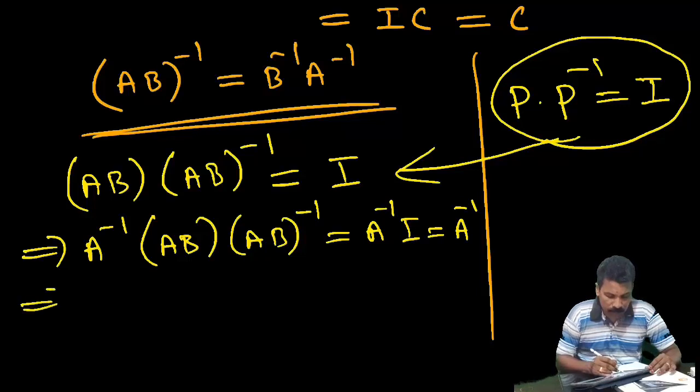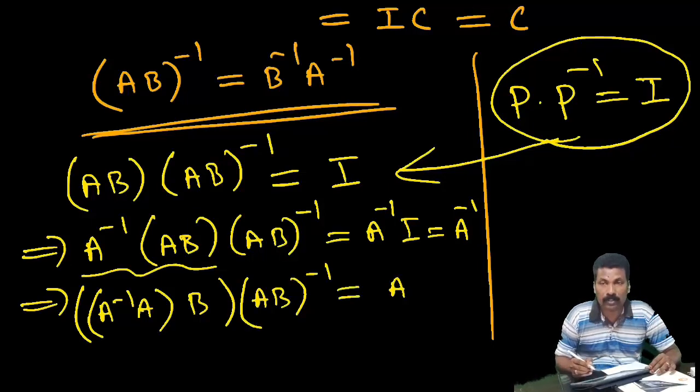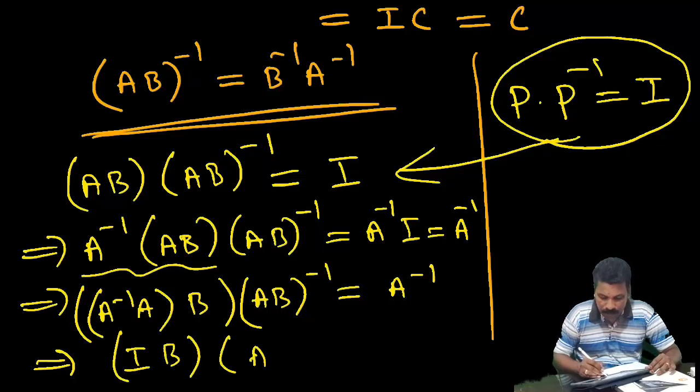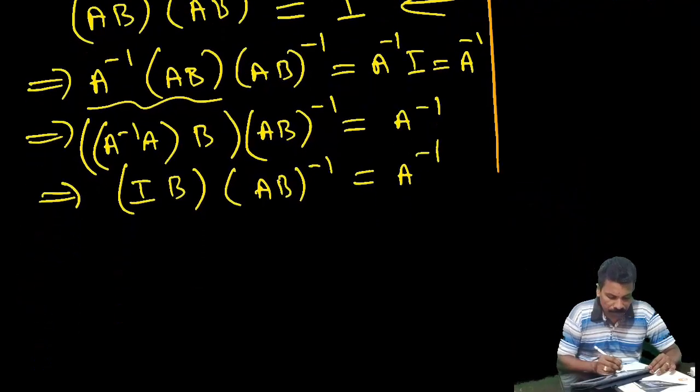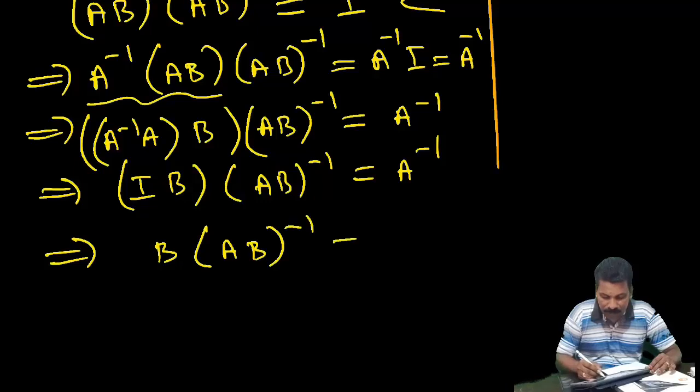Now using the associative law here, we can write A inverse A into B, that is by associative law, into AB whole inverse, that is equal to A inverse. Now you can see A inverse A. What is A inverse A? That is identity matrix into B into AB whole inverse, that is equal to A inverse. Now what is IB? IB is B only. So we have B into AB whole inverse is A inverse.